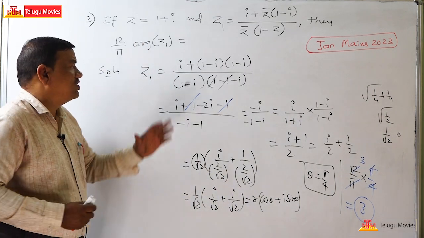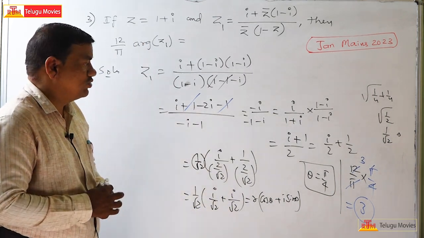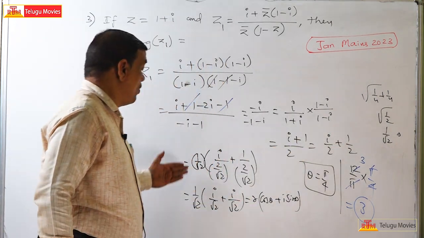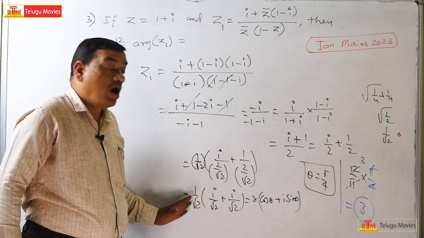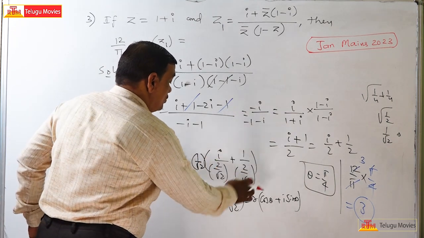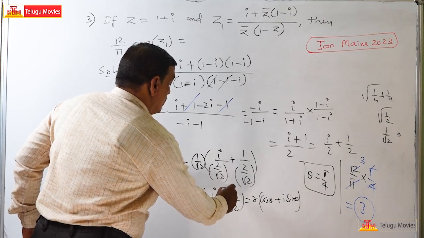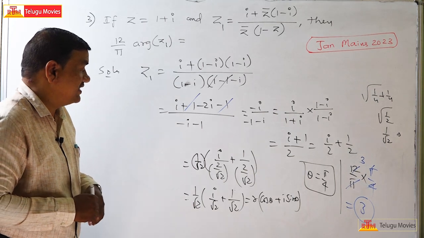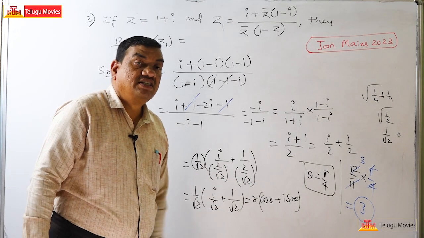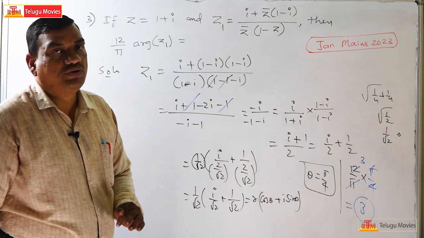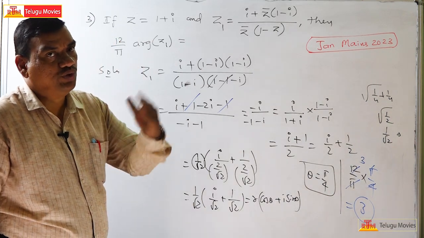Very easy problem. This is almost a board level problem. So after getting i by 2 plus 1 by 2, write it in the modulus amplitude form, r of cos theta plus i sin theta. You will find that theta is very clearly pi by 4. Then you will get the answer. Okay? So I hope that you understand this solution. So let us move to the next problem.